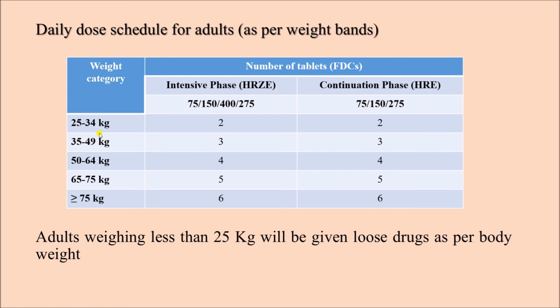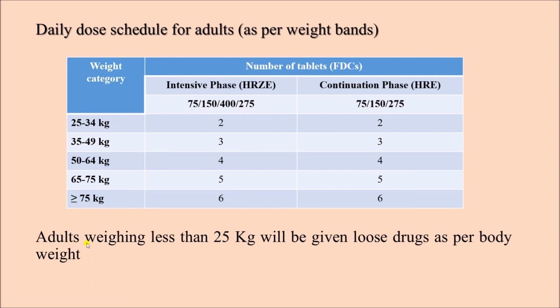So as you can see, if the body weight increases, the number of tablets he has to take also increases. Now remember, suppose someone is above 75 kg weight, you may think that he has to take 6 tablets right now. But remember, if these drugs were available in different or separate tablets, that means for this regimen he had to take 4 into 6, that is 24 tablets. Now he has to take only 6 tablets, which is quite more convenient. So of course the fixed drug combination makes it convenient for the patients to take the drugs.